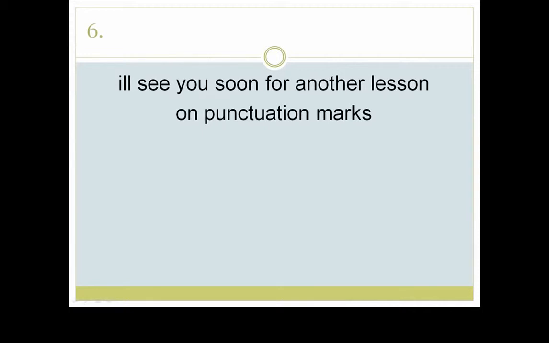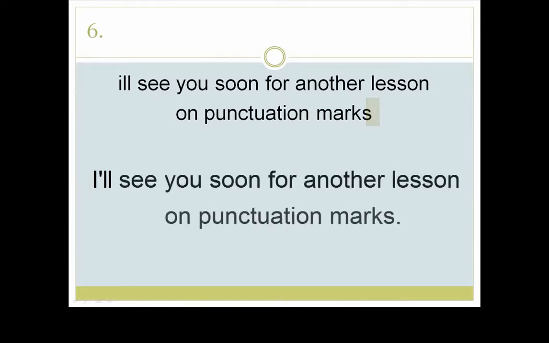6. Here we have a single statement. We begin with a capital letter, and that first word is a contraction, a short form for I will. So let's use an apostrophe. Now you have a choice at the end. We can use one of 2 punctuation marks. We can use a period or an exclamation point. The choice gives you control of the tone of this whole sentence. That's why punctuation marks can be so important.